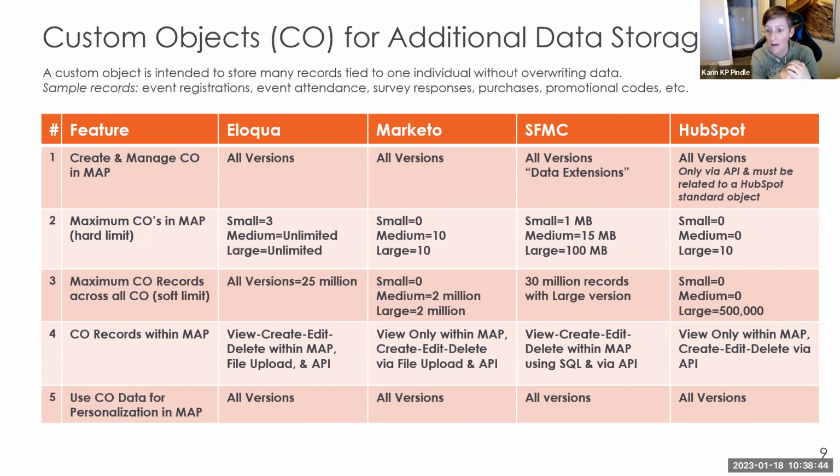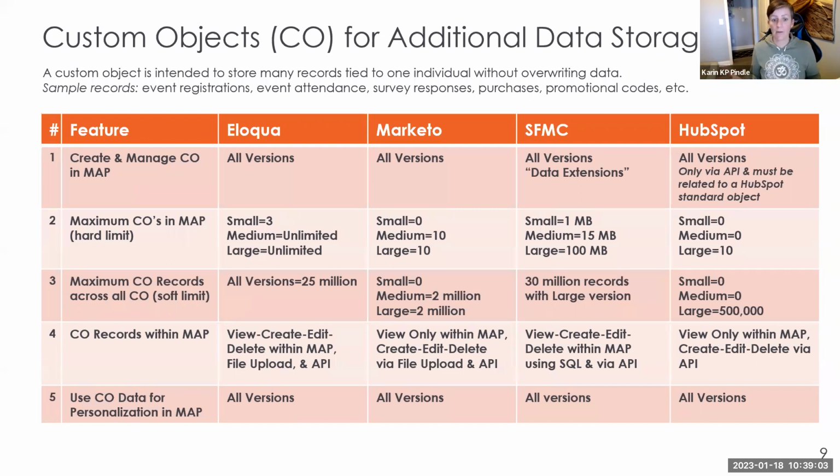And then HubSpot, this is more like Marketo. You can only view the records in HubSpot, the custom object records. If you want to create, edit, or delete them, even just one of them, you have to do it via API.